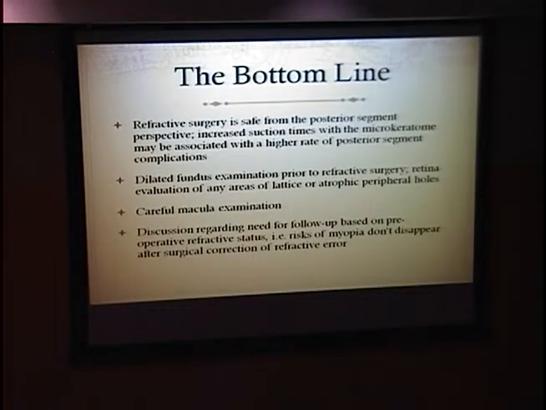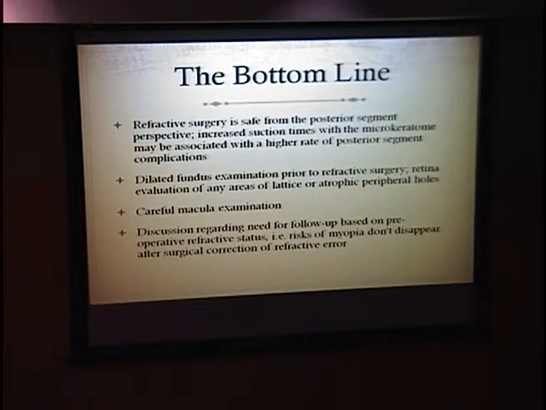So what's the bottom line? What am I trying to say? Refractive surgery is very safe from the posterior segment perspective, and it's possible that increased suction times with the microkeratome are associated with a higher rate of posterior segment complications, but that is not proven.